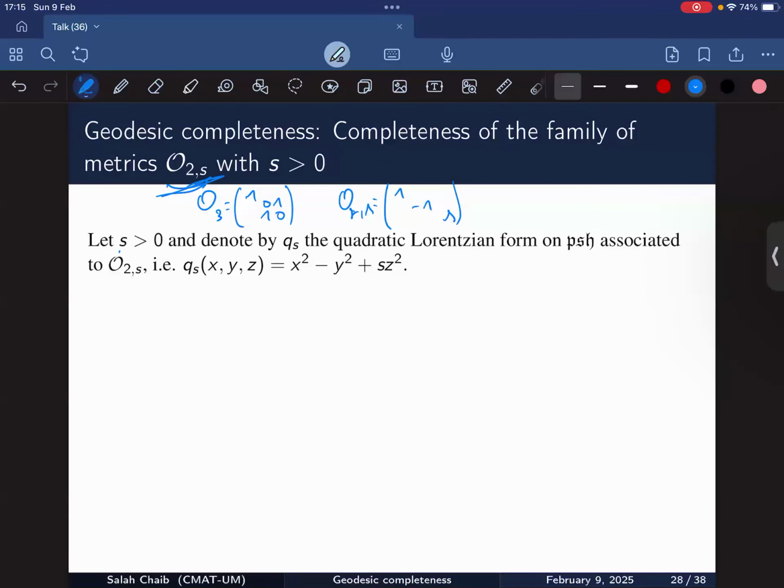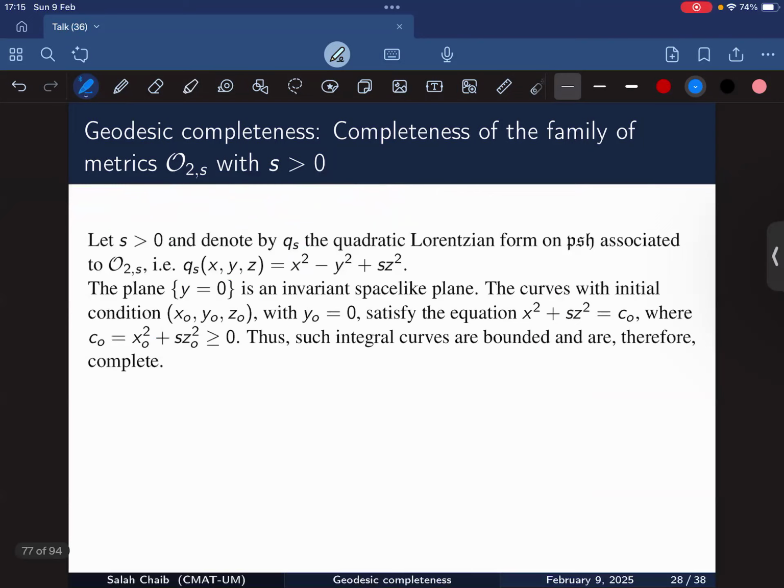We fix some S positive, and we denote QS the corresponding quadratic form given this way. We have that the plane y equals 0 is invariant, and it is a space-like plane, meaning that the restriction of the metric is Riemannian in this plane. And we pick any curve for an initial condition in this plane. We get an equation of this form.